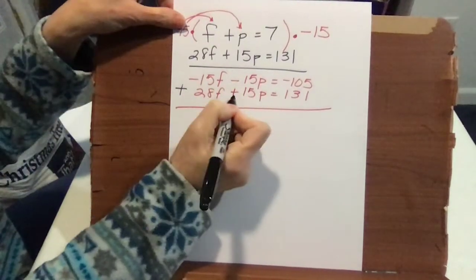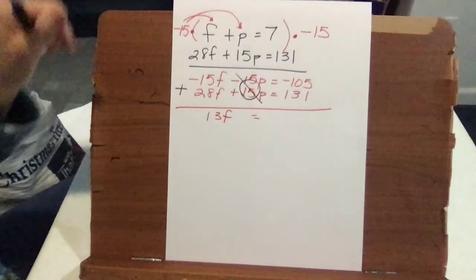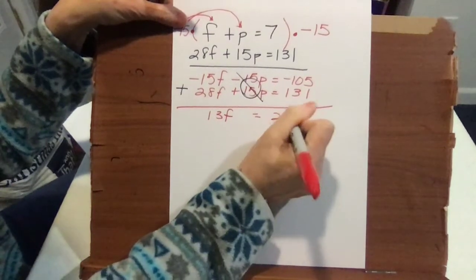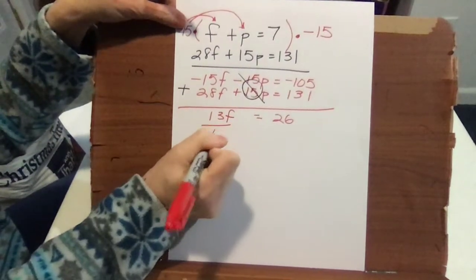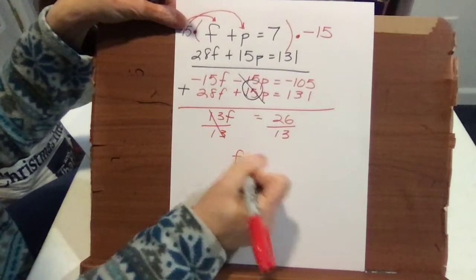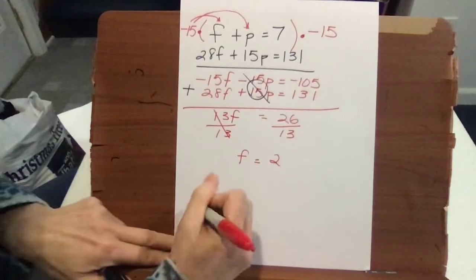Negative 15P plus 15P are going to go to 0. Keep your equal sign. Negative 105 plus 131 is going to give us 26. Then continue solving for fancy shirts, which is the F, and we get F is equal to 2. So this means she bought 2 fancy shirts.